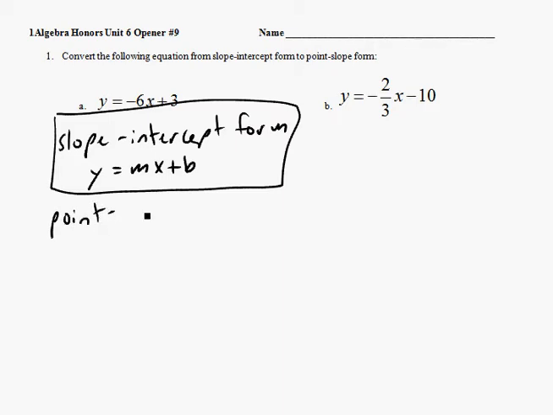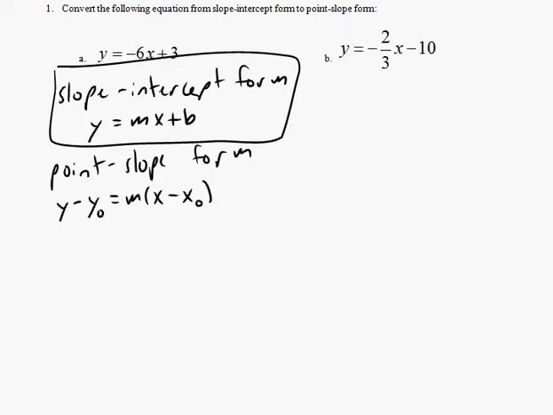Point-slope form looks like y minus y sub 0 equals m times x minus x sub 0, where m stands for the slope and x sub 0 and y sub 0 are the x and y coordinates of any point on the line.